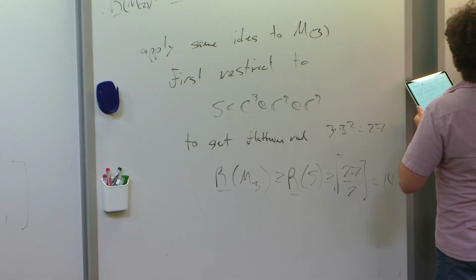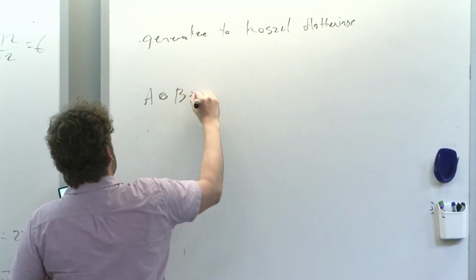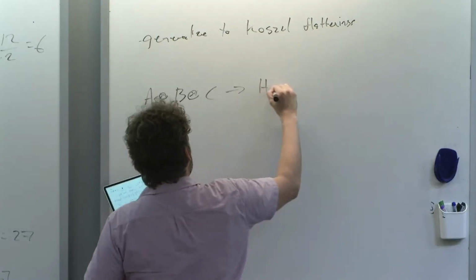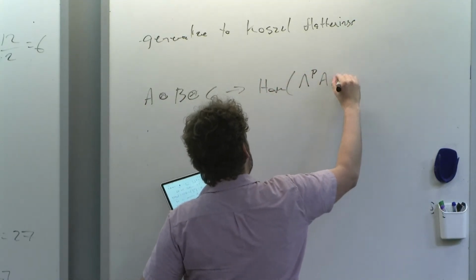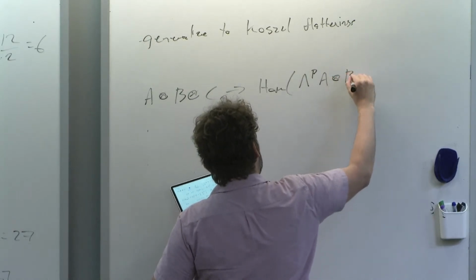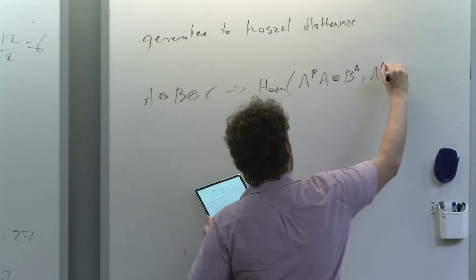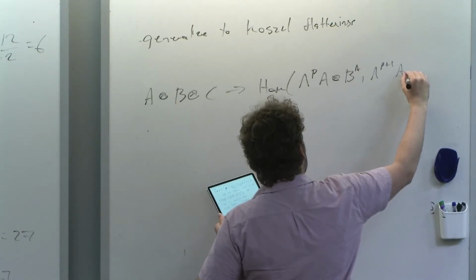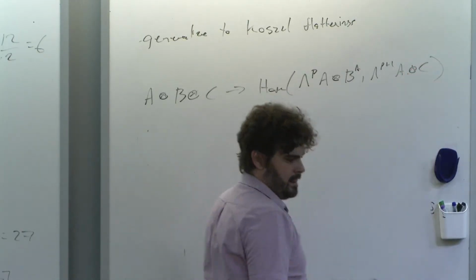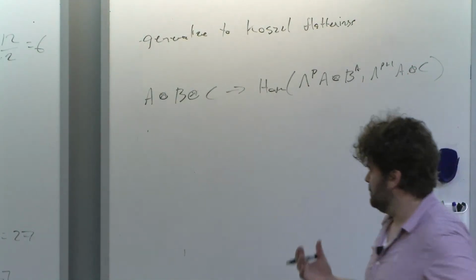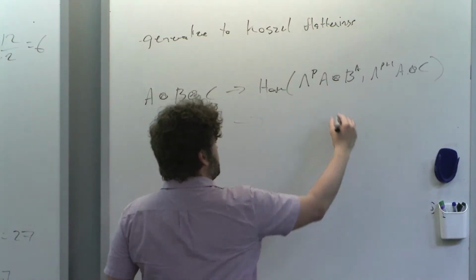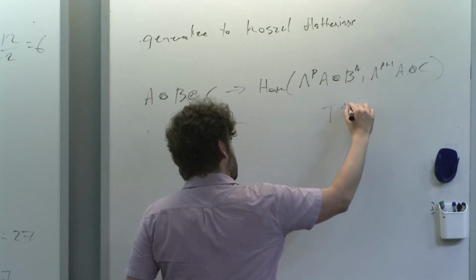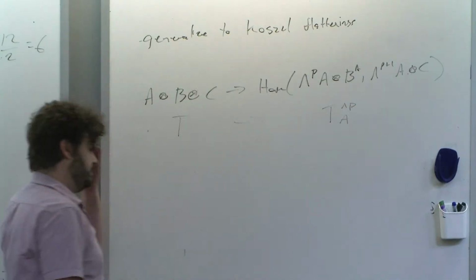And well, the idea is very similar to Strassen's equations. A tensor B tensor C maps to wedge P A tensor B dual to wedge P plus 1 A tensor C. And the construction is essentially the same construction. By the way, I will name the result of this flattening. I will call this T wedge P sub A.